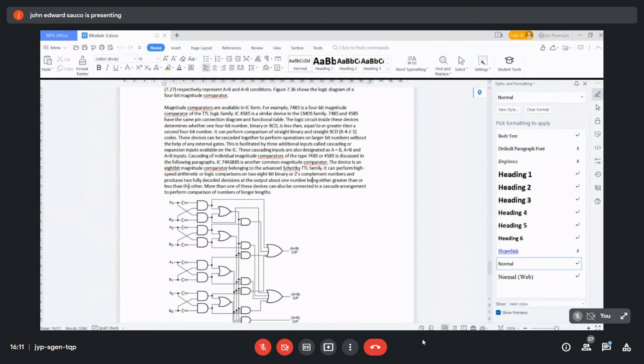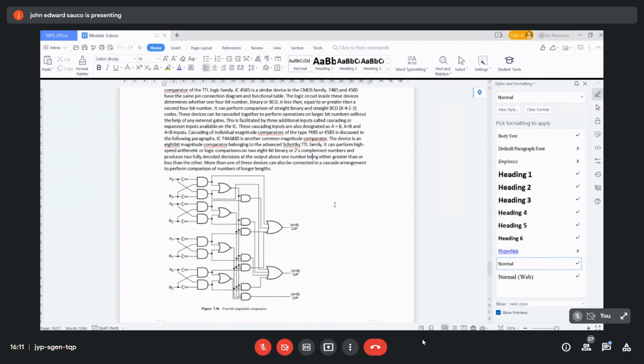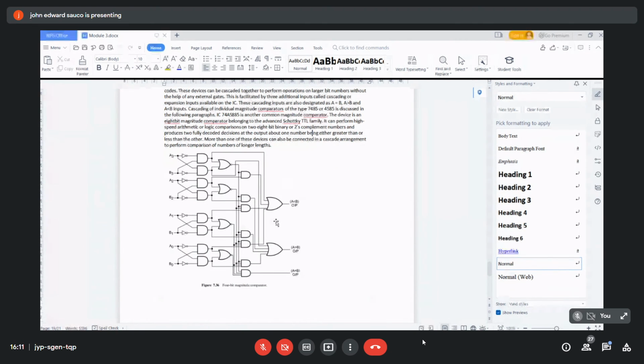It can perform high-speed arithmetic logic comparison on two 8-bit binary two's complement numbers and produce two fully decoded decisions about one number being either greater than or less than the other. More than one of these devices can also be connected in a cascaded arrangement to perform comparison of numbers of longer length. Okay? Ito yung ating 4-bit magnitude comparator. Pero ito ay merong IC. Okay?